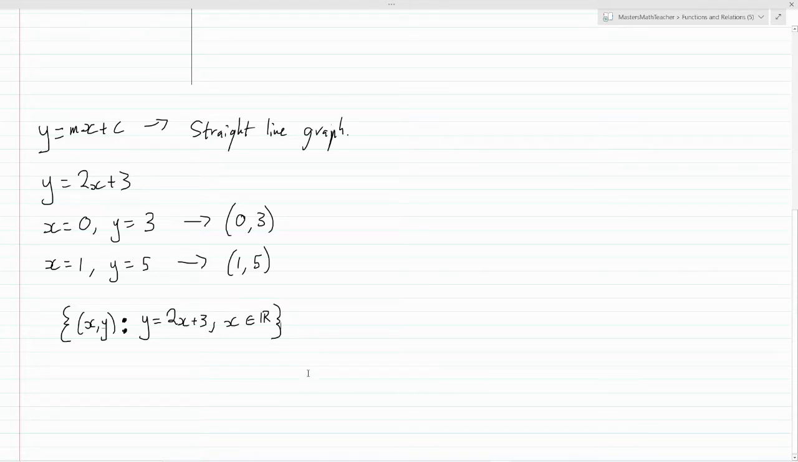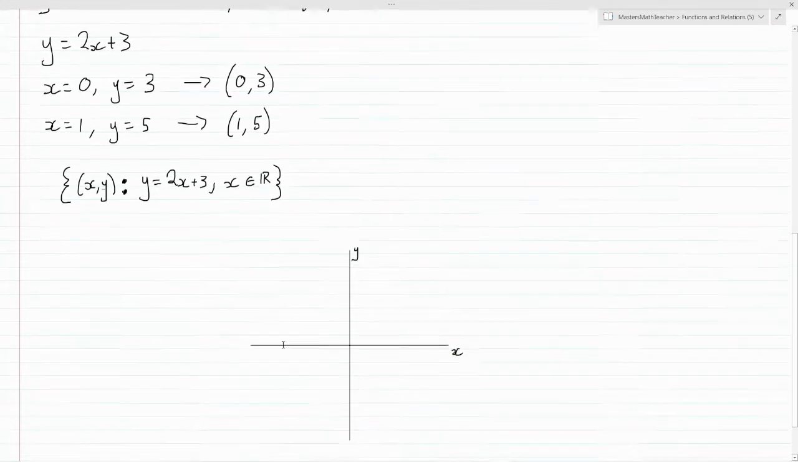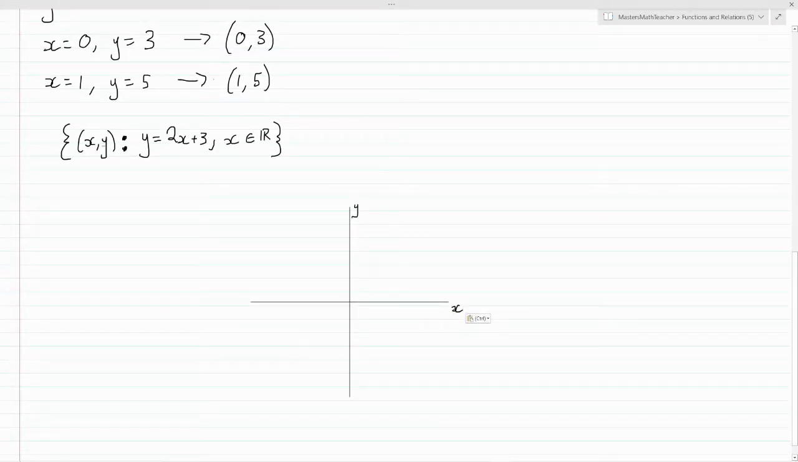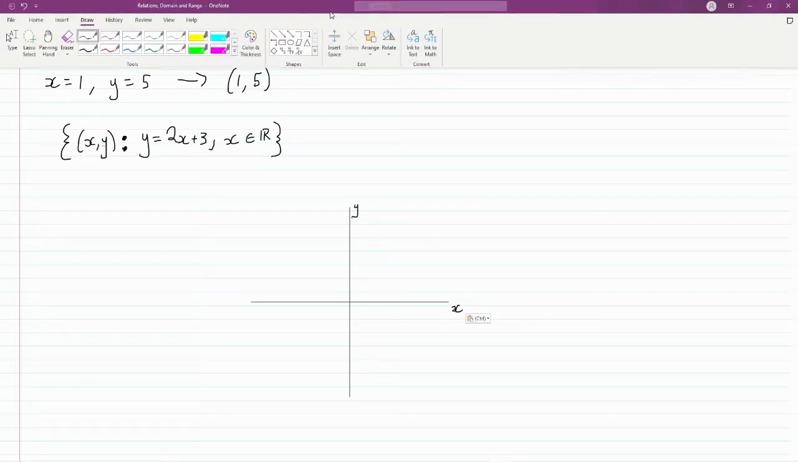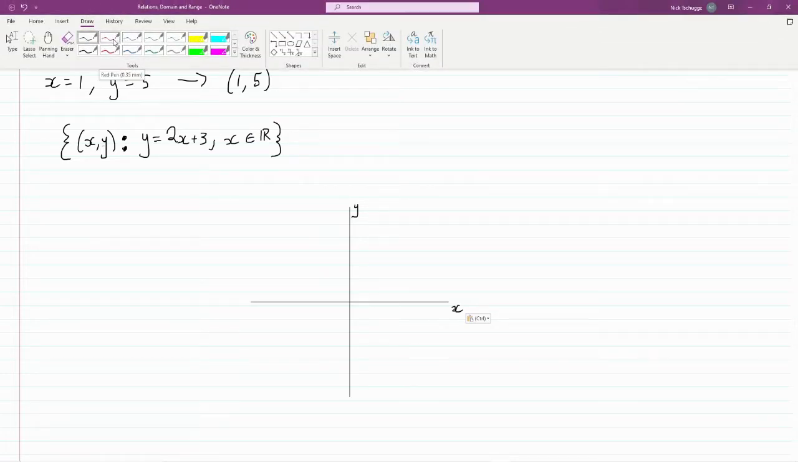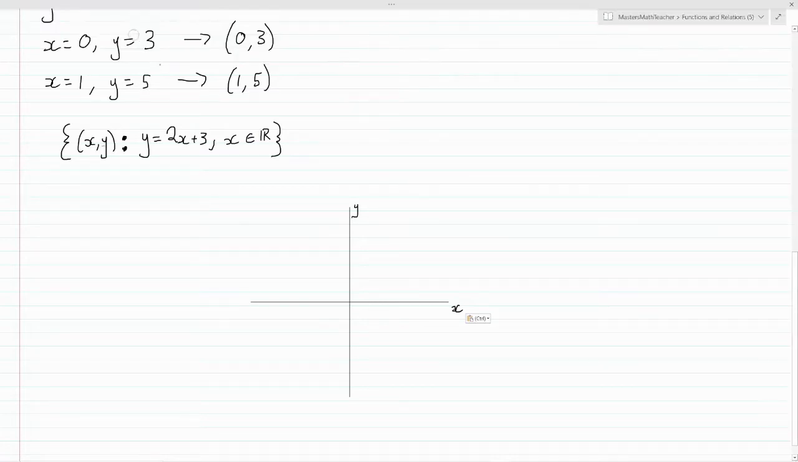So let's graph this to get an understanding of what's going on. We've got a straight line graph, y equals 2x plus 3. We know that the y-intercept is 3. We remember back to y equals mx plus c, knowing that c is the y-intercept. So I'll sketch it in blue. We've got the point 3 here. And we know it's got a gradient of 2. So it's going to look something like this. I'm going to put arrows at the end because that's quite important for this, because we know that x is an element of all reals.